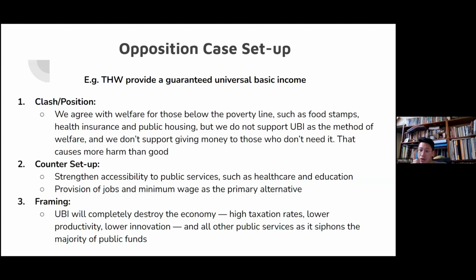That means you're not saying that you don't like welfare on opposition. That's not an opposition burden. What you are saying is there are other methods of welfare that are better. This is just one we don't want.